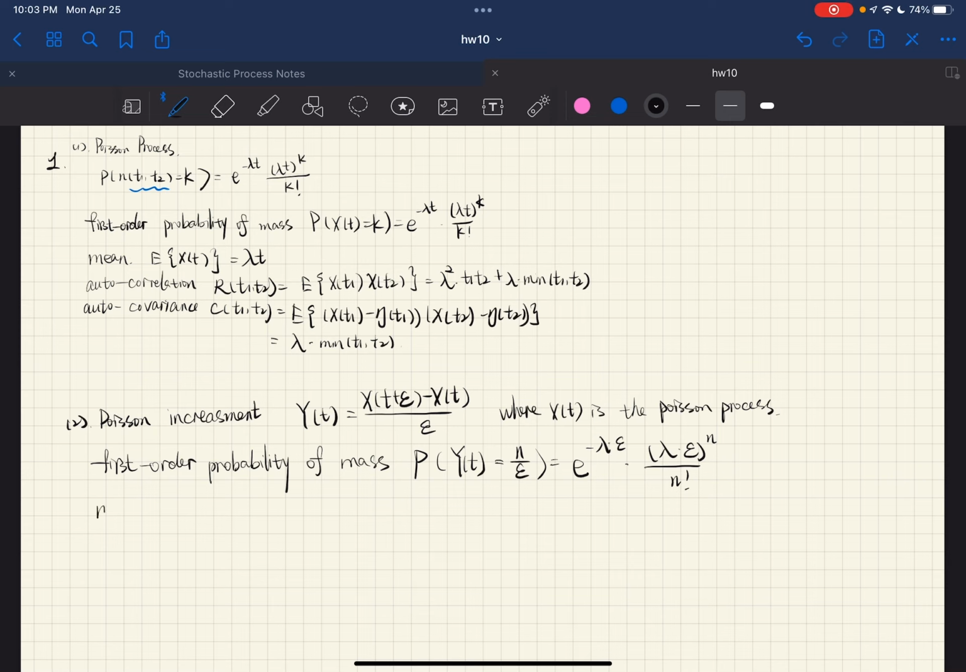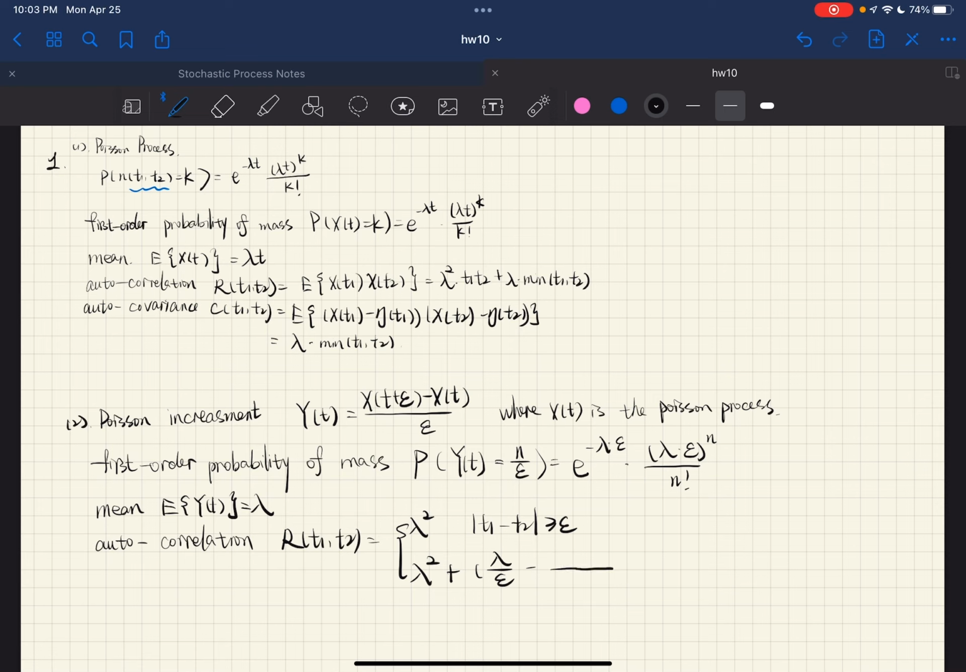And with that, we have the mean of the Poisson increment process is just equal to lambda, and the autocorrelation R(T1, T2) is equal to lambda to the power of 2 if the difference of T1 and T2 is greater than eta, and it is equal to lambda to the power of 2 plus lambda divided by eta minus lambda times the difference of T1 and T2 divided by eta to the power of 2, if the difference of T1 and T2 is smaller than eta.